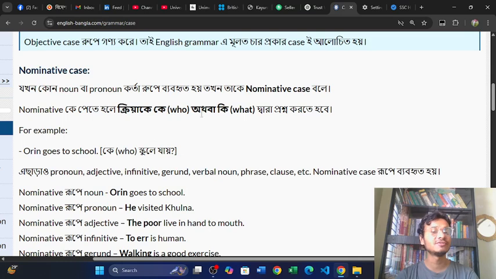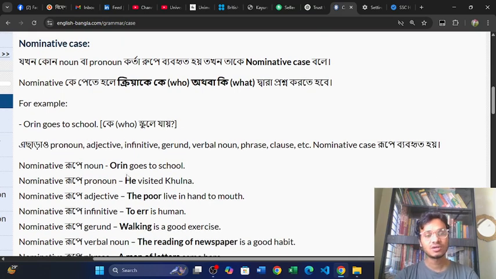I will explain nominative again. How can you identify nominative case? Whenever you ask a question about the subject of a sentence, who or what, then if you get an answer, that's the nominative case. So here I asked the question, who goes to school? Another question arises: which part do I ask the question about? You definitely have to question the verb.